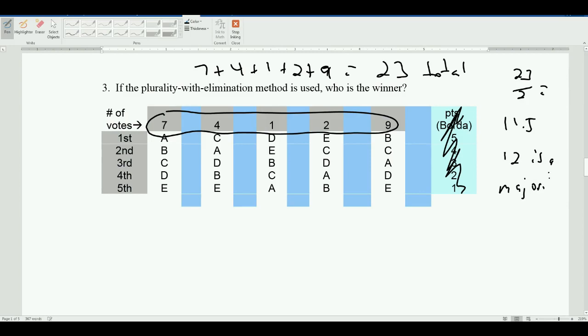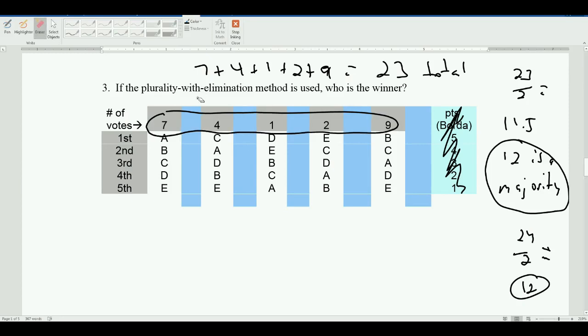You round up. Now if there were an even number like 24, 24 divided by 2, even though this isn't a majority, the book that we're using says that 12 is also a majority. It should be 12 plus 1 more is 13, but that's what your book is using, so just be aware if you're in my class. So we're looking for a majority of 12.